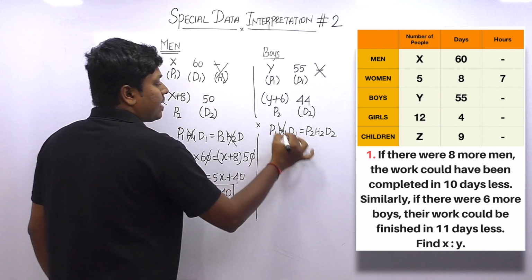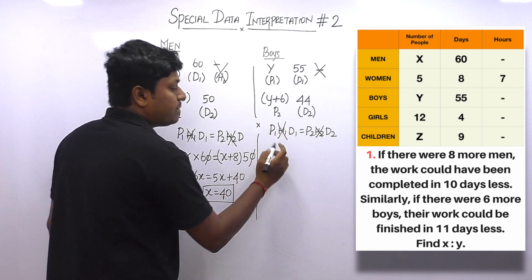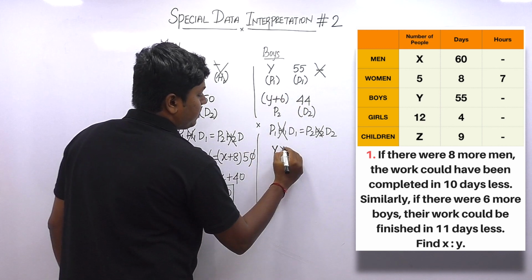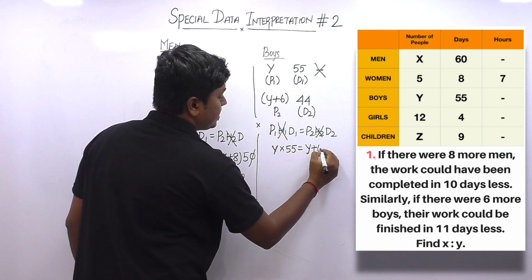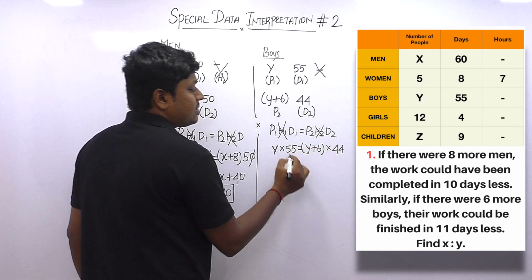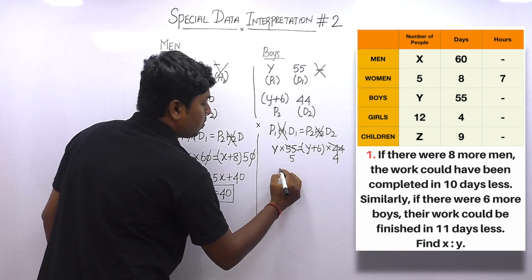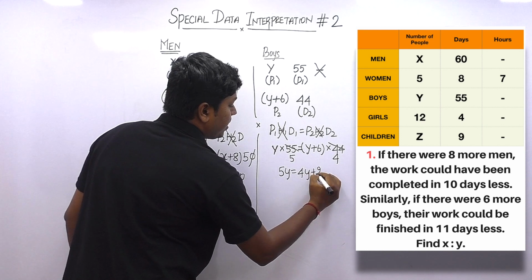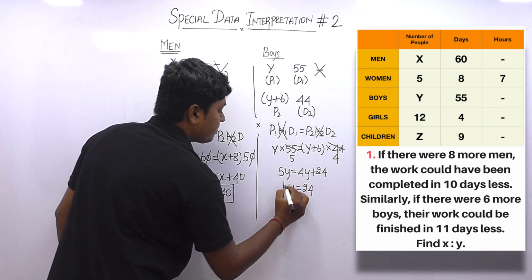Similarly, we can cancel hours and hours because in both the cases we don't know what the hours are. Better, we can eliminate this. So P1 will be y and D1 will be 55, is equal to P2. P2 will be y plus 6 and D2 will be 44. So when you cancel this on the 11 table, this will be 5, and this will be 4. So 5y is equal to 4y plus 24. 6 into 4 will be 24. So finally we can say that y is equal to 24.